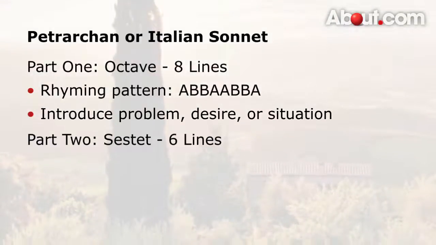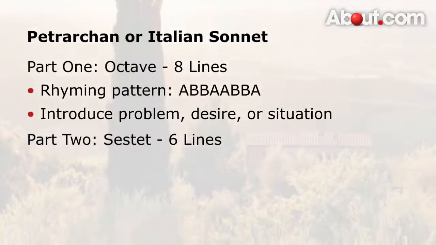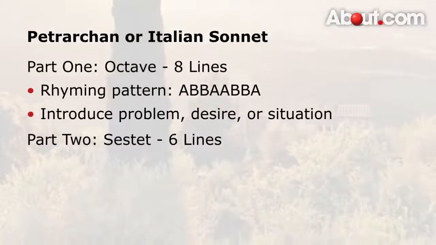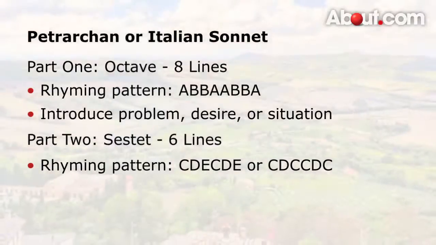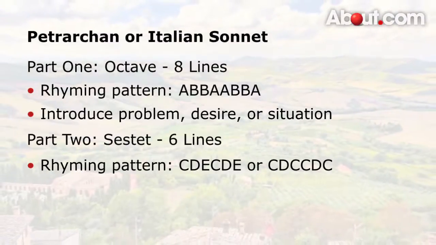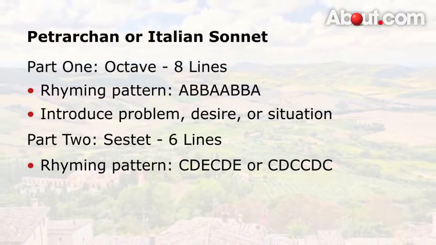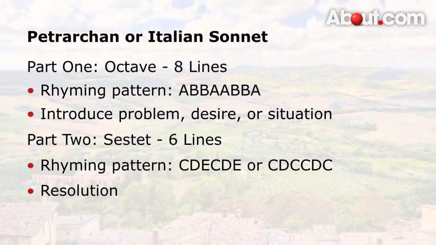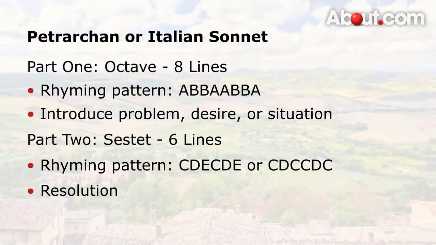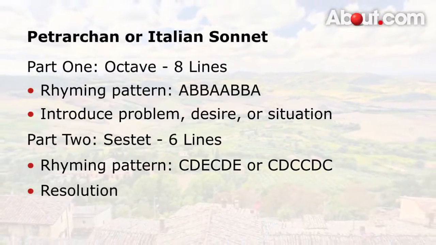The second part of the Italian sonnet, which is called a sestet, is composed of the remaining 6 lines of the poem. The rhyming pattern of the sestet is usually C, D, E, C, D, E, or C, D, C, C, D, C, but it is more flexible, so other patterns are often used. In the sestet, the writer comments on the problem introduced in the octave or proposes a solution to the problem.